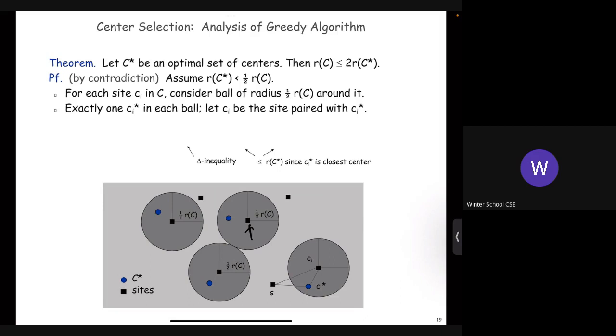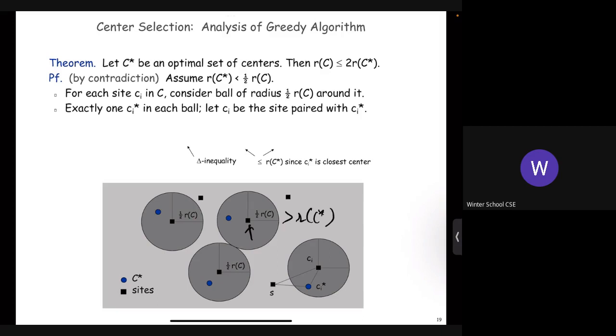So now I have taken a ball of half of RC. It means this radius is more than RC star. And this point is also covered by some one of the blue guys. So if that blue guy is outside this circle, who will cover this center guy? Which means that every ball contains at least one center. And since this is K, it's exactly one. Okay, I think now we are done.